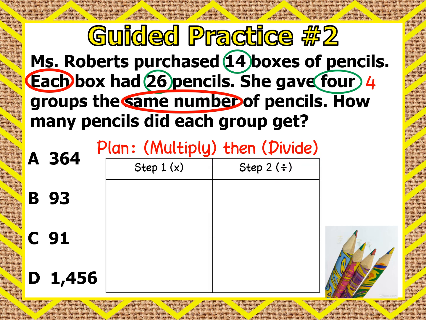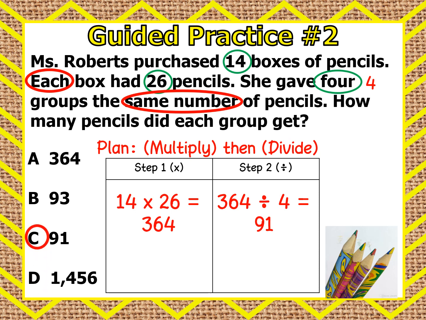You should have made your T-chart. Step 1, multiply. Step 2, divide. 14 times 26 is 364. And 364 divided by 4 is 91. So each group got 91 pencils. C.